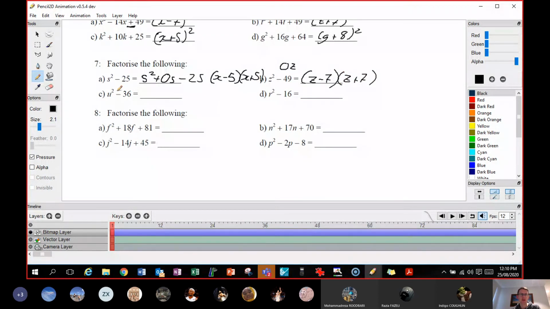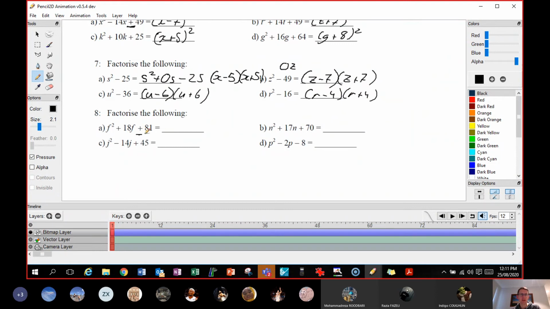Here, again, we've got difference of nothing, but they're going to be different symbols, and we want a difference of nothing. So it's going to be u minus, because they're different symbols, 6, u plus 6. Here, we're looking at a multiplication of negative 16. They're both going to be different, and a difference of nothing. So it's going to be r minus 4, r plus 4. Hopefully you're comfortable with this.